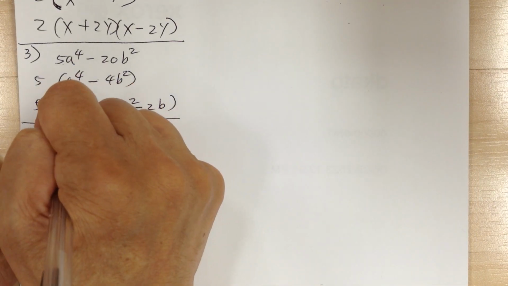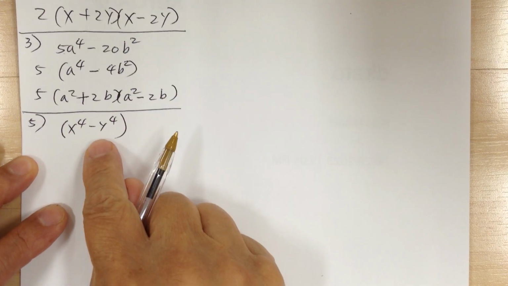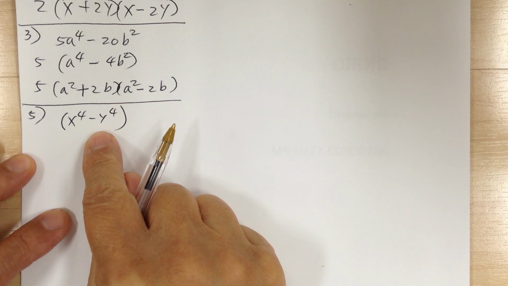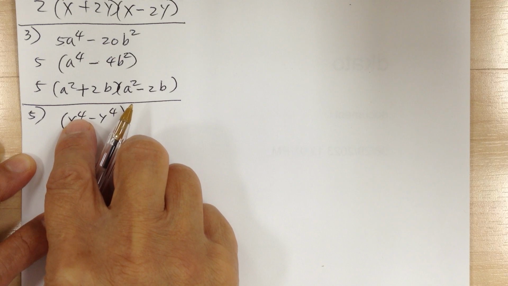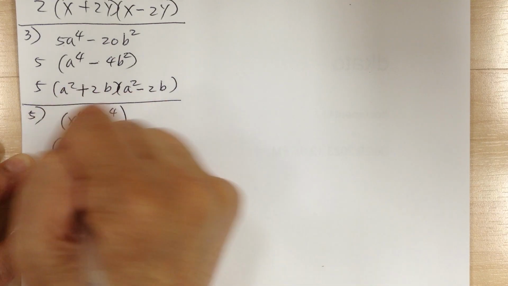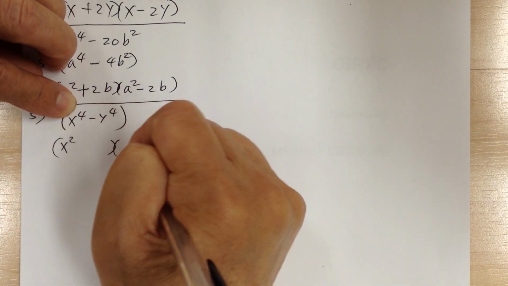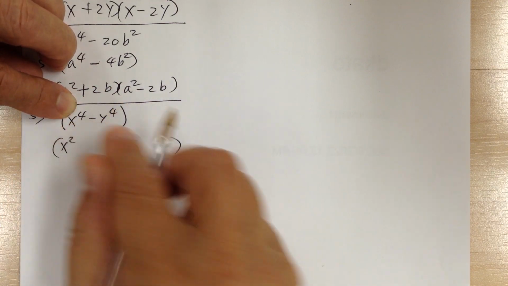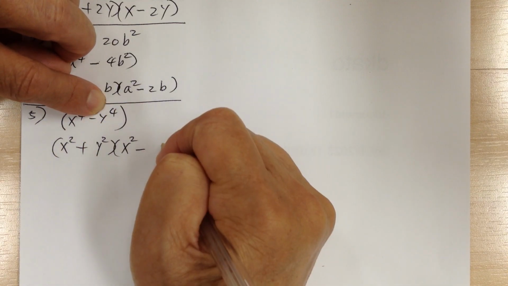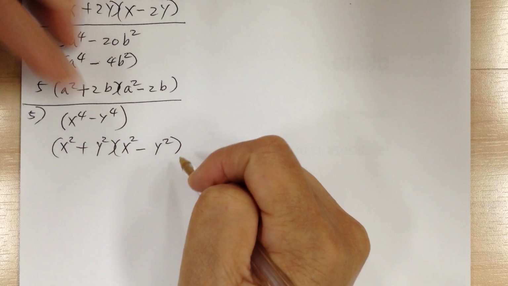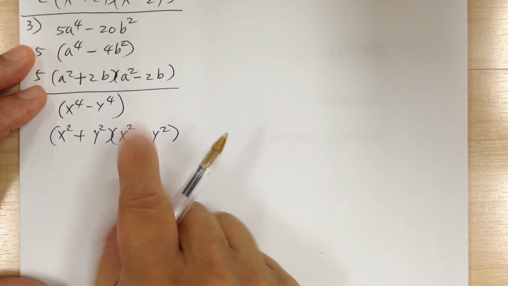Okay, number 5. You have x to the 4 minus y to the 4. So step 1, common factor, cannot. So you go to step 2a. Okay, so this is a difference of squares. When the exponent is even, it's a perfect square. So to get this, you need to get x squared and x squared. X squared times x squared give you x to the 4. Plus times minus give you minus. Y squared times y squared give you y to the 4. But if you notice, there's a difference of squares again. So you have to do this one more time.